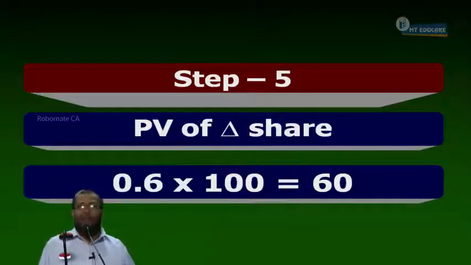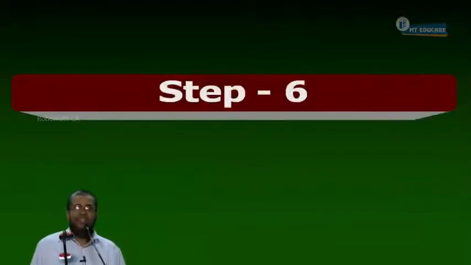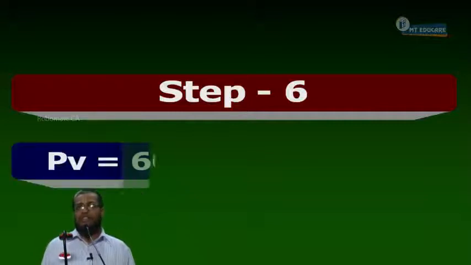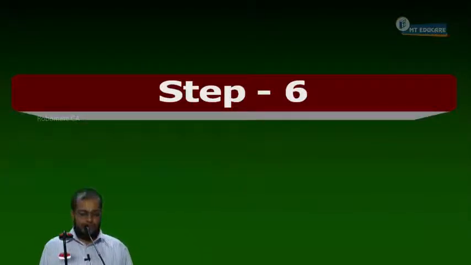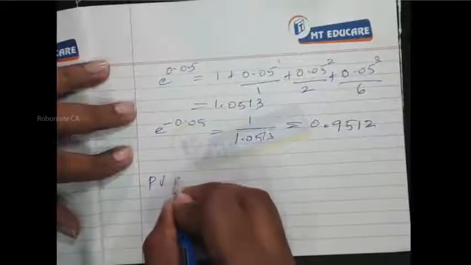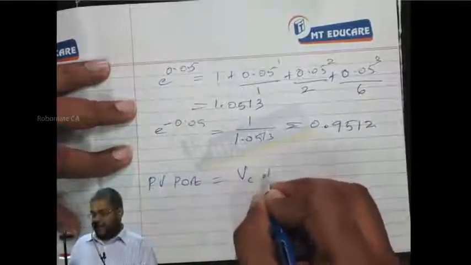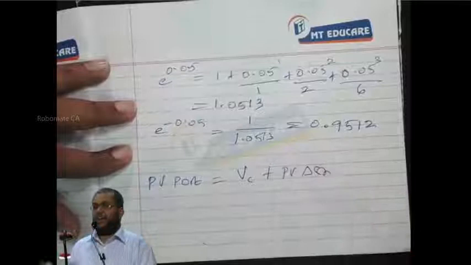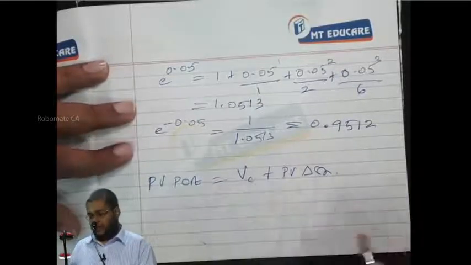I know the portfolio value. I know the share value. The balancing figure is what? Call value. Step 5 or step 6? Step 6. Value of call. Write down. Present value of portfolio is equal to value of the call plus present value of delta shares.